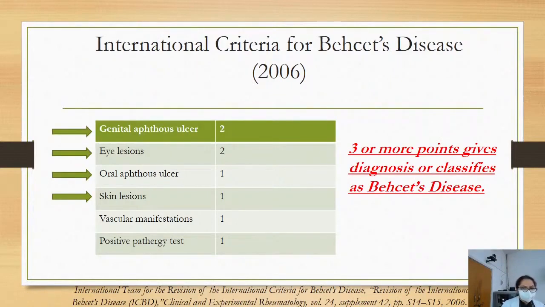Here various criteria are given, along with scores. Genital aphthous ulcer has been given 2 scores, eye lesions 2 scores, oral aphthous ulcers 1 score, skin lesion 1, and vascular manifestation, in terms of thrombosis and aneurysms, 1 score. A positive pathergy test has also been given 1 score. So it tells that 3 or more points gives the diagnosis or classifies as Behçet's disease.